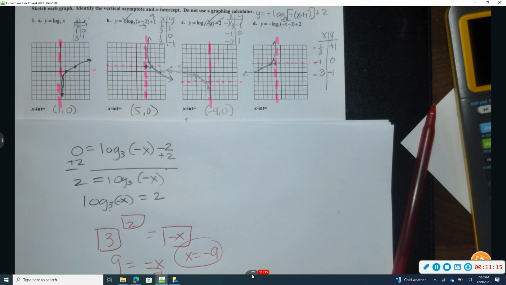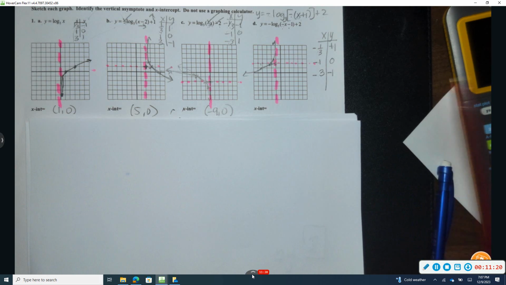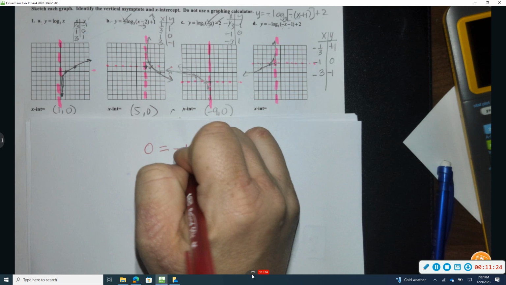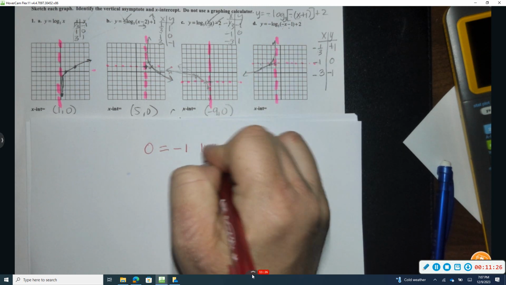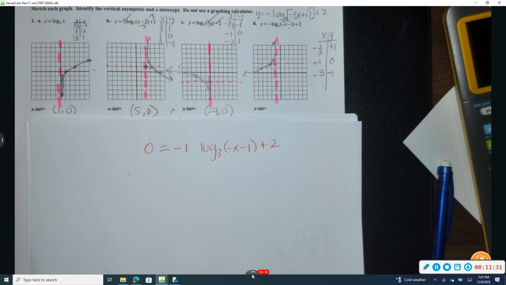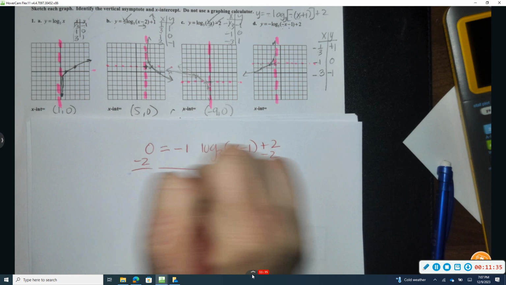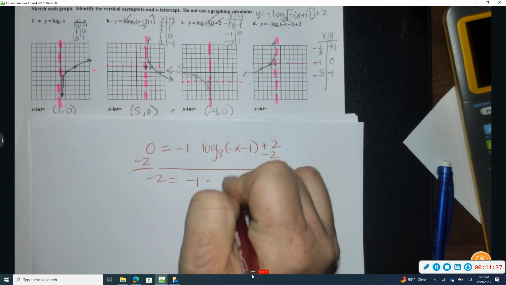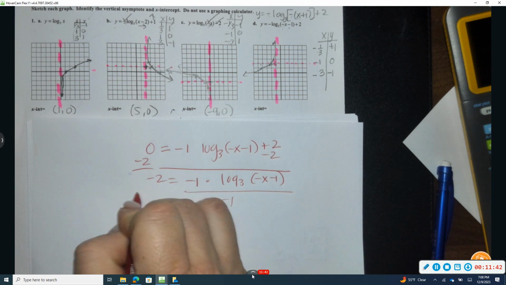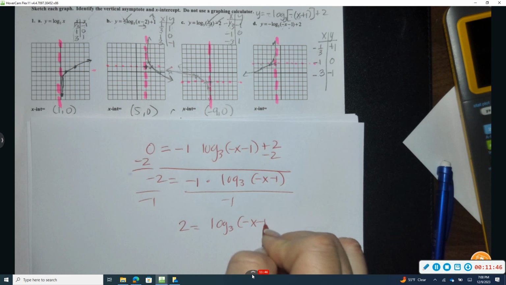Okay, let's take a look right now at part D. I'm just going to flip this around and go about doing the same thing. I'm setting y equal to 0, negative 1 times log base 3 of negative x minus 1 plus 2. First, I'm going to subtract 2 to the other side. Negative 2 equals negative 1 times log base 3 of negative x minus 1. I'm going to divide by negative 1 to get 2 equals log base 3 of negative x minus 1.